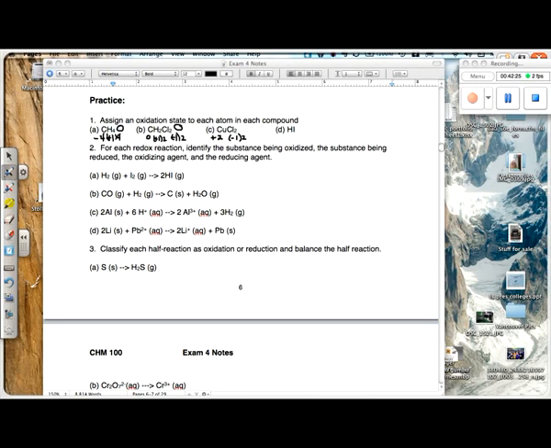So really, in the case of C, you're not doing anything differently here than we've been doing. All right, and in D, hydrogen's plus one. Iodine is in the halogen, so it is minus one.